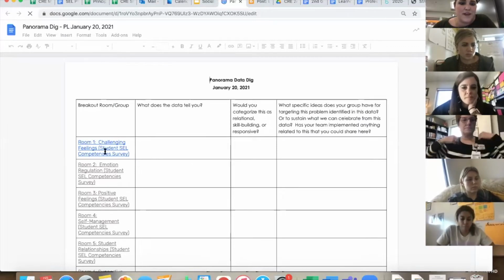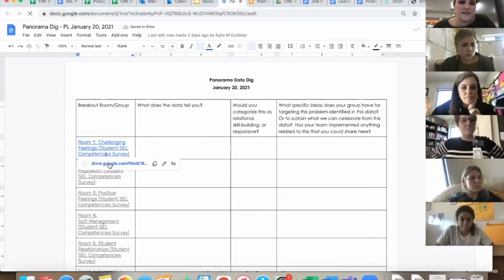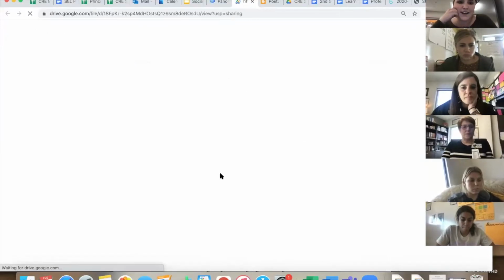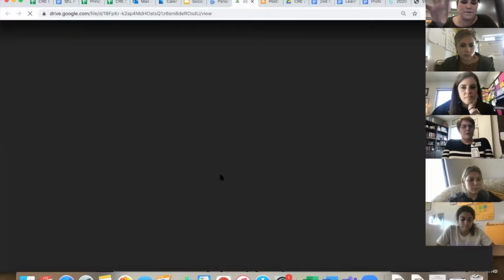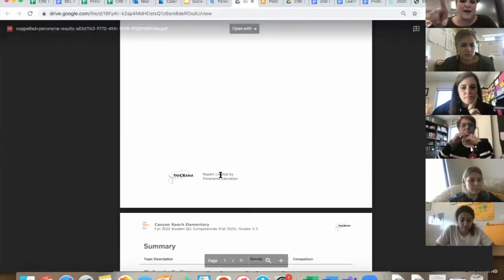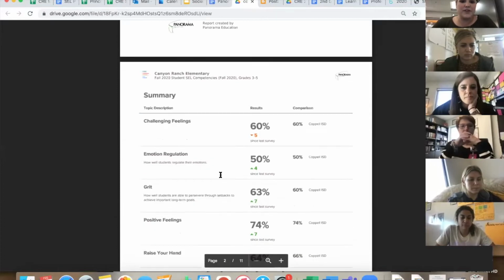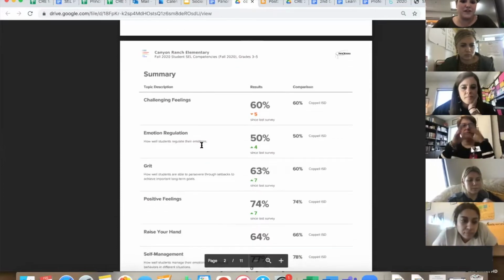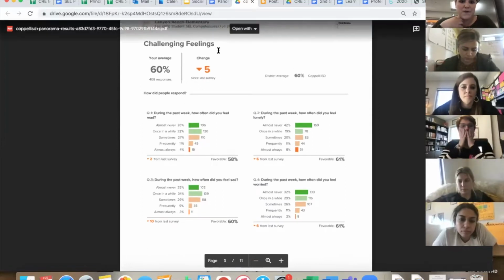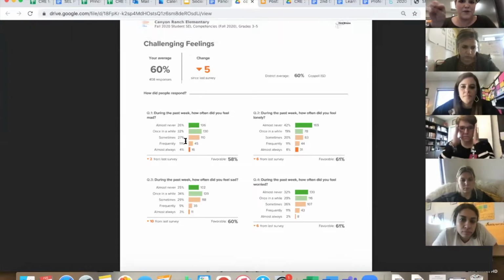Okay, so each room is going to be assigned a specific area to look at. So this is a PDF from Panorama that gives pretty much an overview of the different sections that we'll be looking at. So one of the sections, for example, is challenging feelings. And so when you go down to your challenging feelings page, there's some different things that you're going to see. So I'm just going to kind of walk you through how to read this.